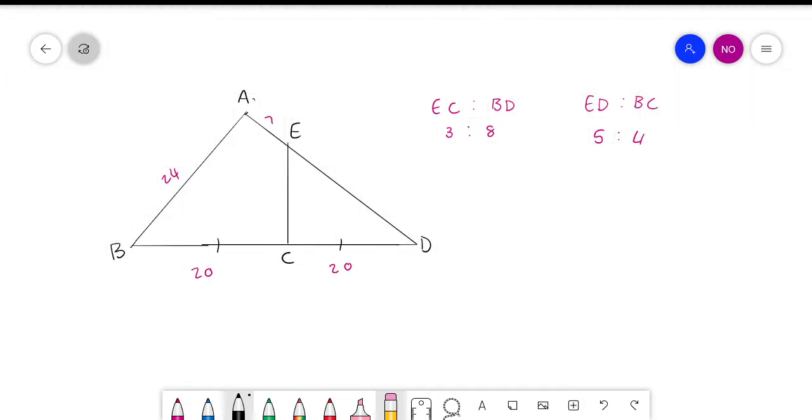So I'm going to say in, let's first do DE. Where did you guys start? I need to find the size of DE first.